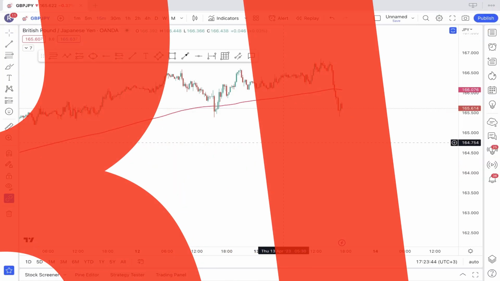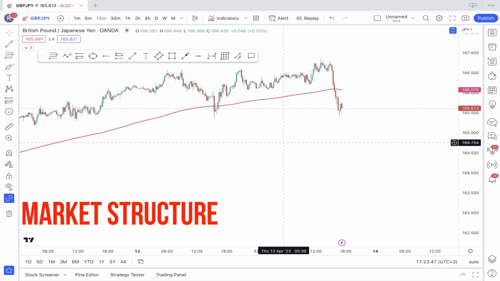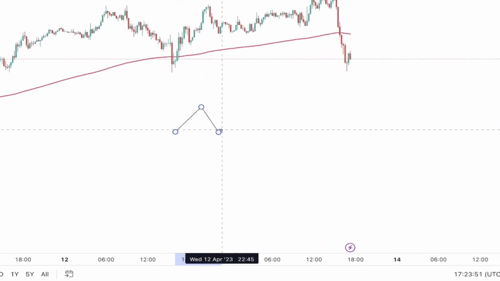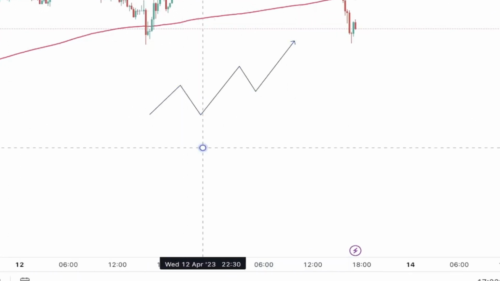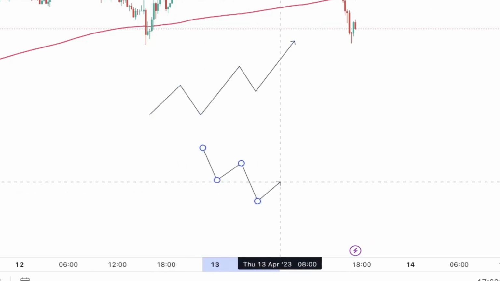All you need to follow is market structure: higher highs and higher lows if we are in an uptrend, like this, and lower lows and lower highs if we are in a downtrend. This is the first thing.